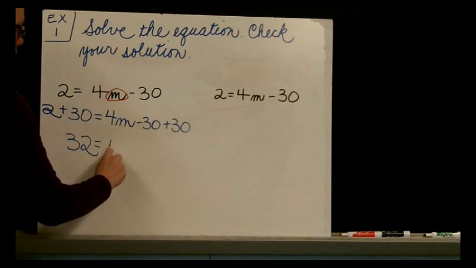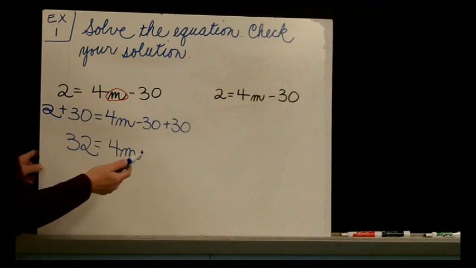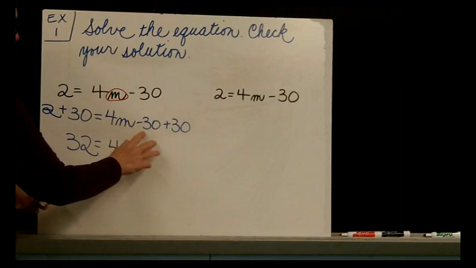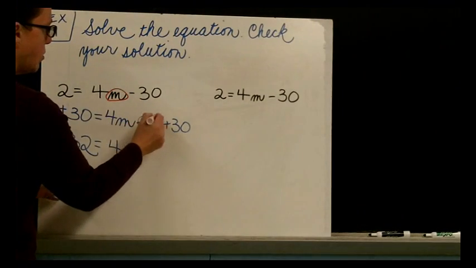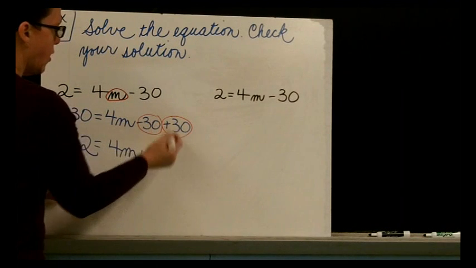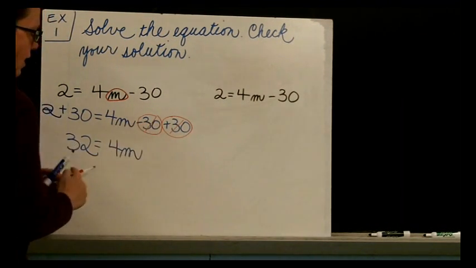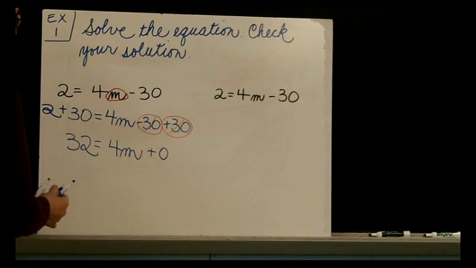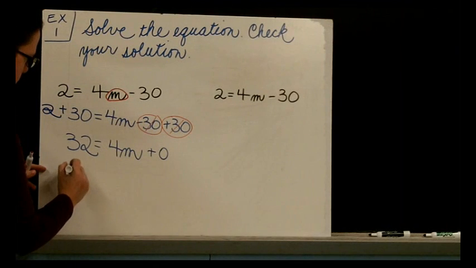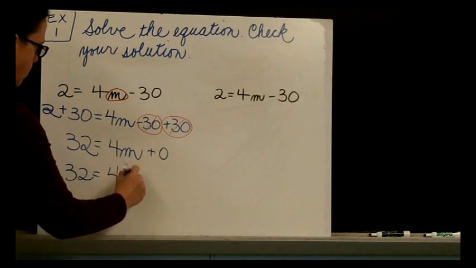Our 4m comes right down, because we haven't done anything to that yet. And what we have here is a negative 30 and a positive 30. I'm going to circle them because they're like terms. And remember, whenever you have the same digits but opposite signs, they make a 0. Now we're going to simplify this side, and we have 32 equals 4m.